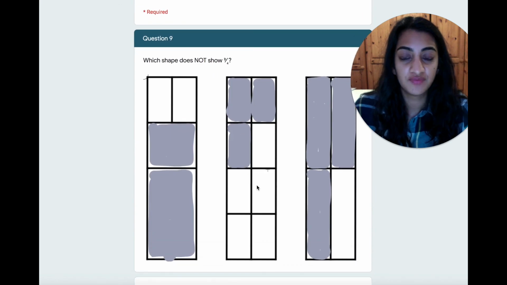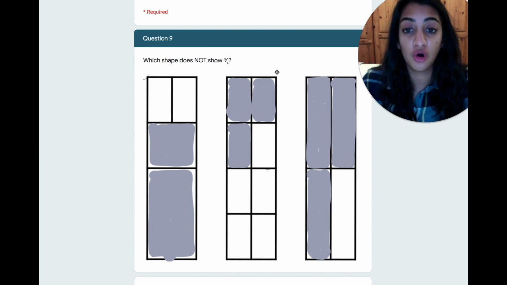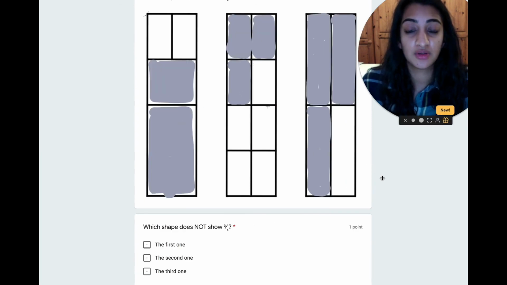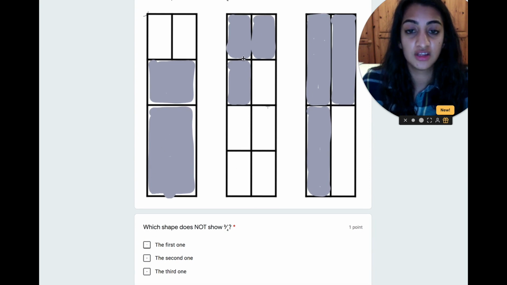Question 9 involves a little bit of thinking. Which shape does not show 3/4? So you've got 3 shapes here. Which shape does not show 3/4? And you can choose the first one if you think it's that one, the second one if you think it's that one, or the third one if you think it's that one.